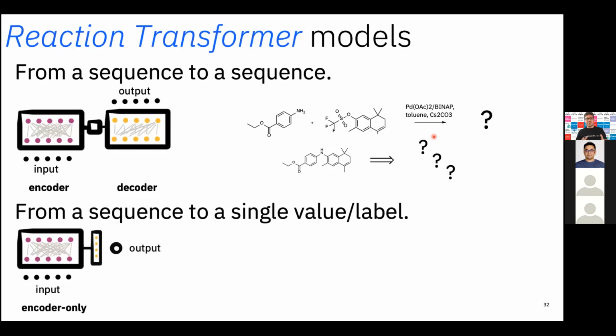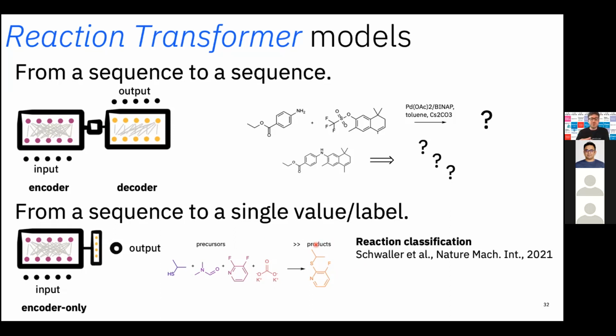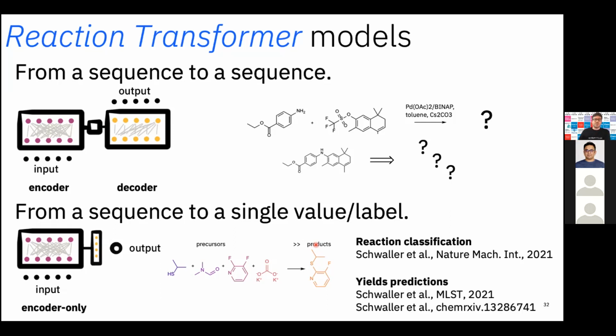From now on, in the second part of my presentation, we will use another type of transformer model, an encoder-only model. This model will get as an input a complete chemical reaction, so precursors and products, and then we will use it to do reaction classification or yield prediction. So predict a single value or label.